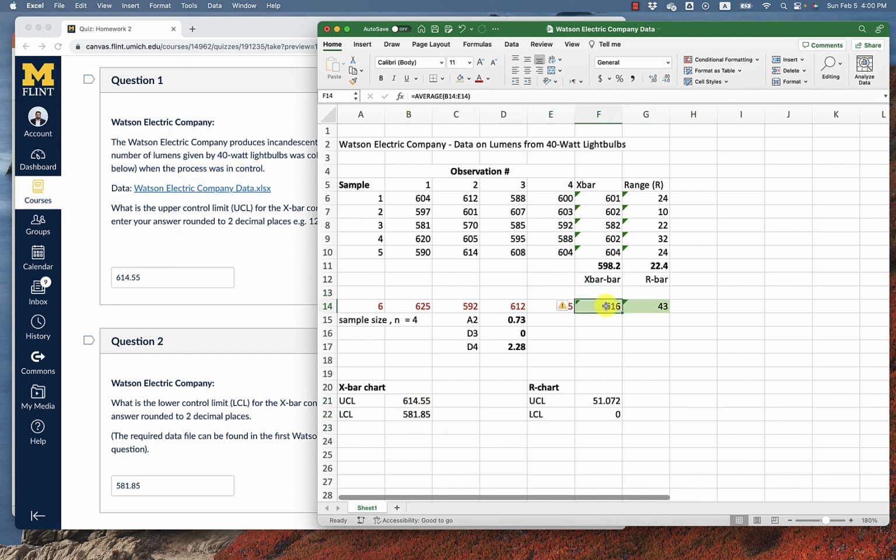So the new sample mean of 616 is higher than the upper control limit of the X bar chart. And 43 is okay, fine. So if you are out on even one of the two charts, you are out of control.